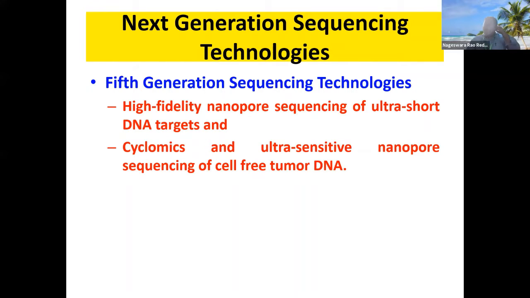With this, we were able to sequence the data. The first four generations only concentrated on genomics data. The fifth generation concentrated mostly on transcriptomics data. So this is what we have learned about next generation sequencing technologies.